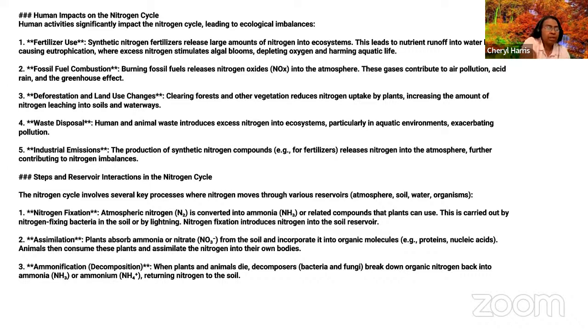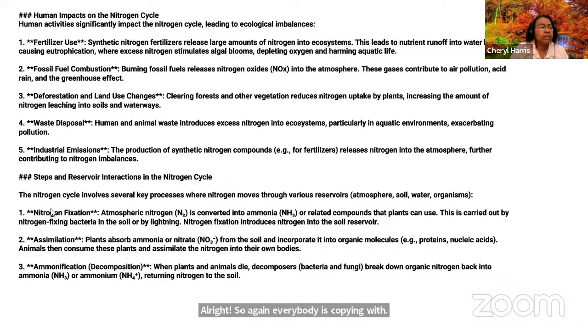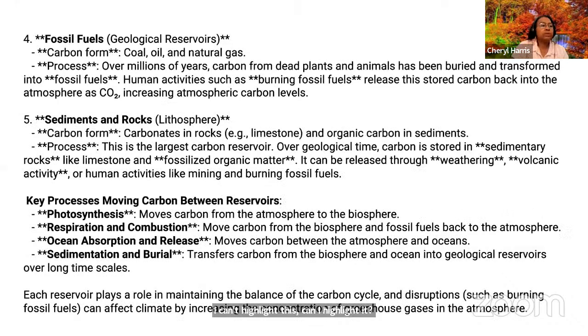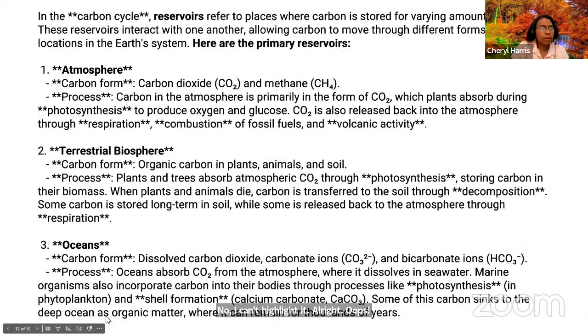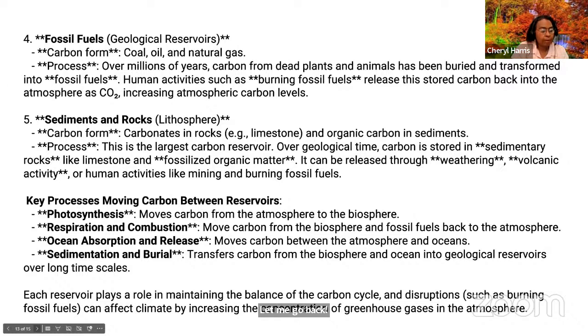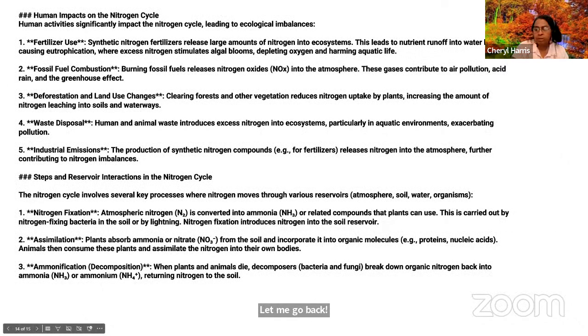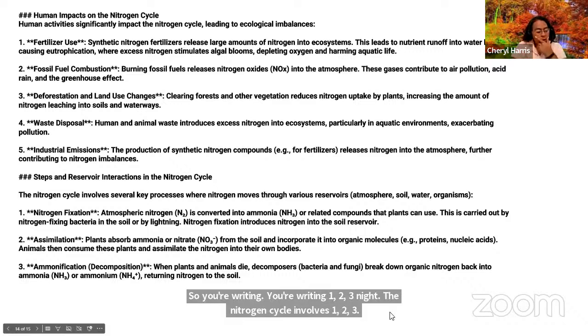All right, so again, everybody is copying. I can't highlight this. Can I highlight it? No, I can't. Let me go back. Oh, no, went too far. Okay, right there. So you're writing 1, 2, 3, the nitrogen cycle involves 1, 2, 3. And we're going to have 4 in a minute. 4 and 5.